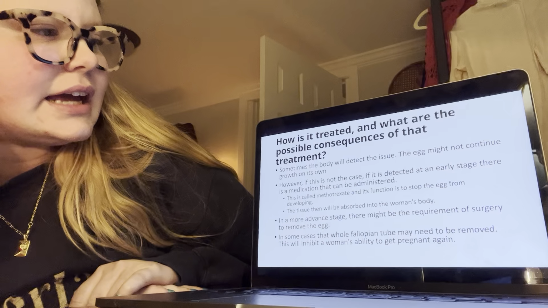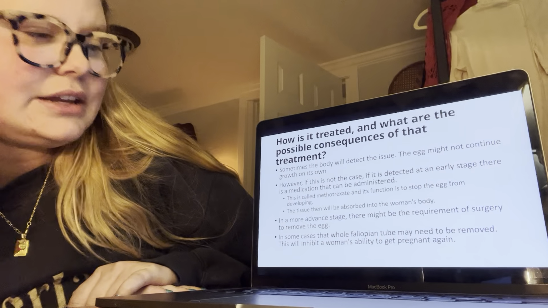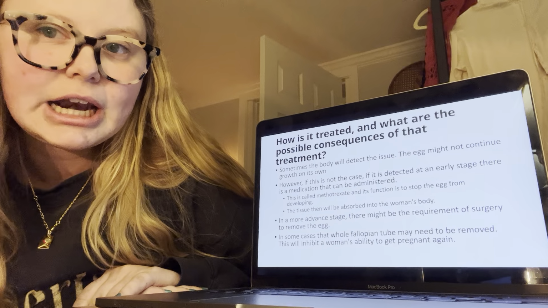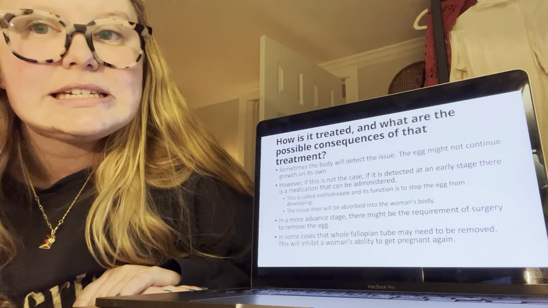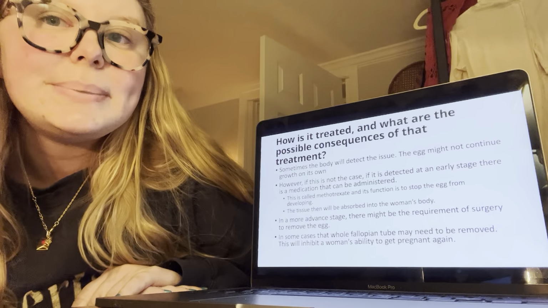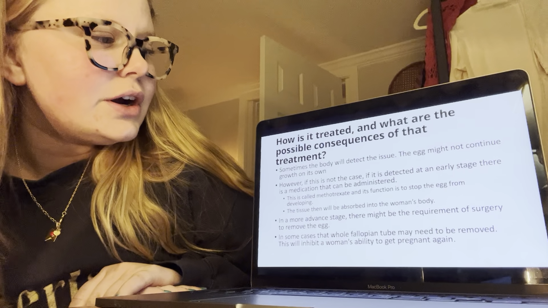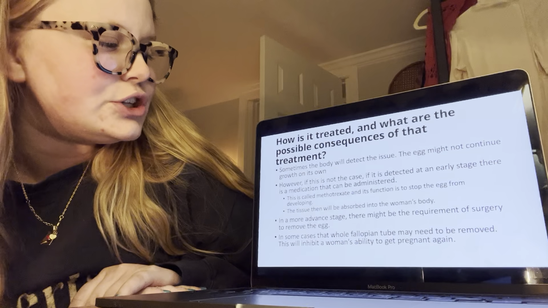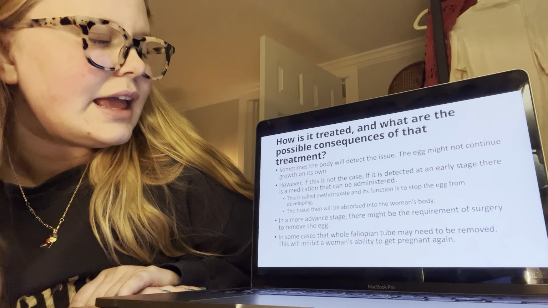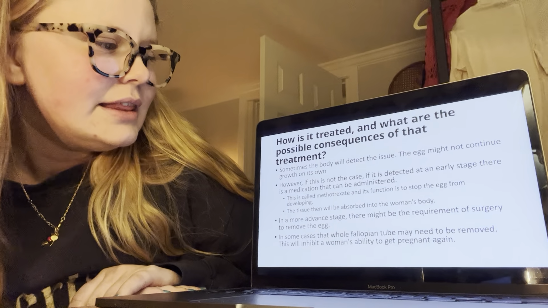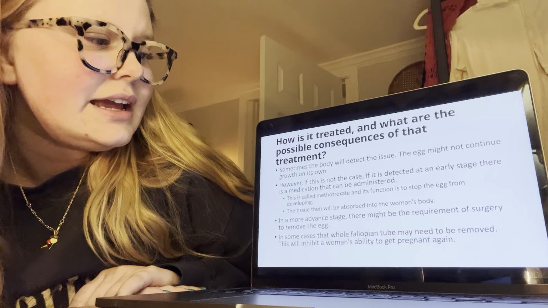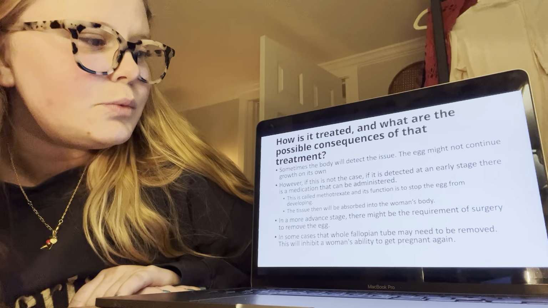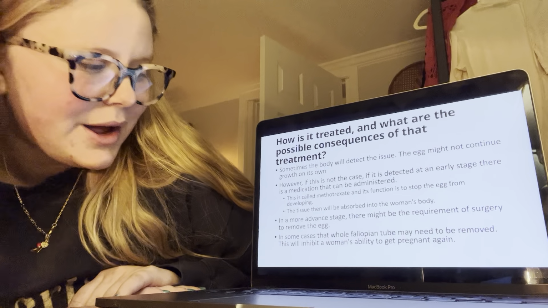Sometimes the body will detect the issue. The egg might not continue growth on its own, so it will just be reabsorbed into the woman's body whenever it's detected that it's not in the right position. However, if this is not the case, and if it is detected in the early stages of pregnancy, a medication can be administered. This is called methotrexate, and its function is to stop the egg from developing. The tissue then will be reabsorbed into the woman's body.